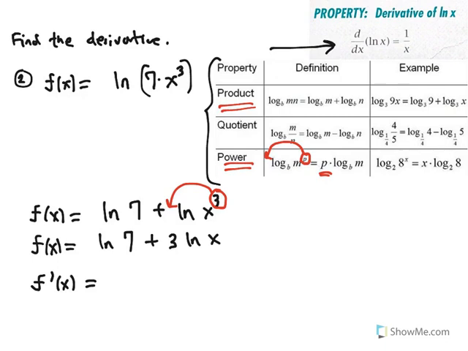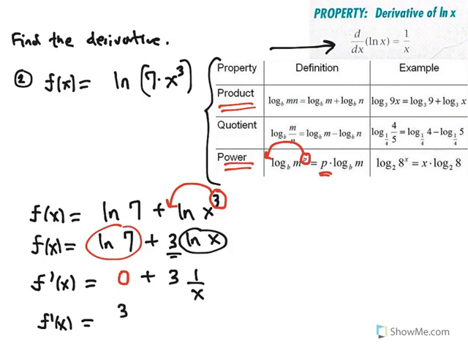So what is the natural log of 7? It's a constant. The derivative of a constant is 0. And then we have plus 3, which is a constant, so we have 3 times the derivative of natural log of x, which is just 1 over x. So f prime of x is 0 plus 3 times 1 over x, or just 3 over x.